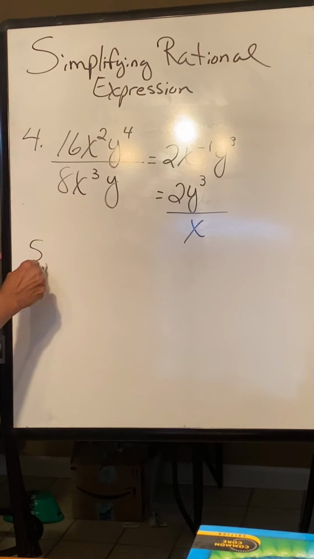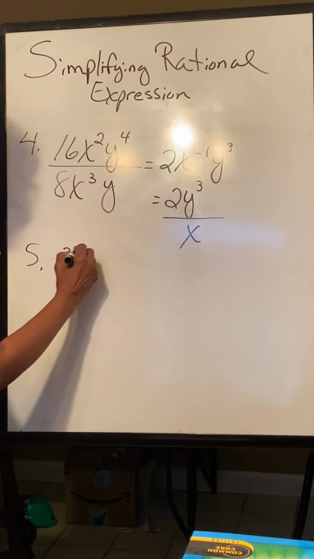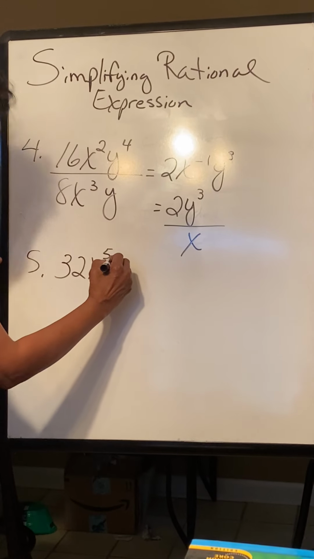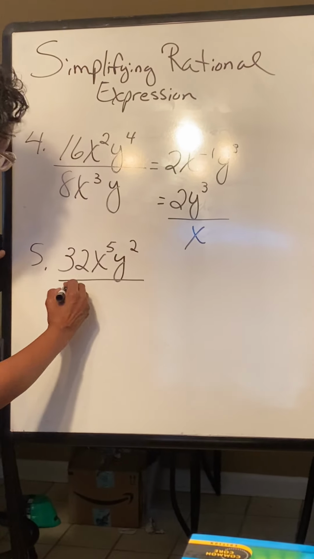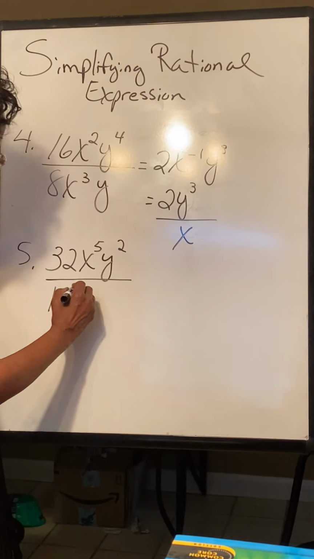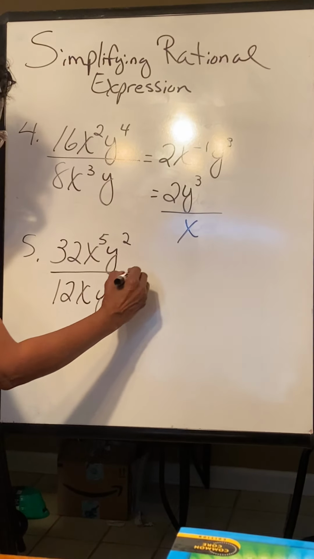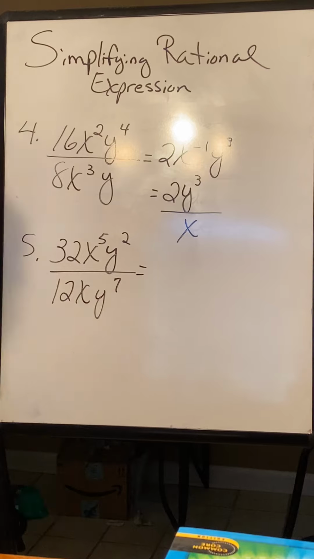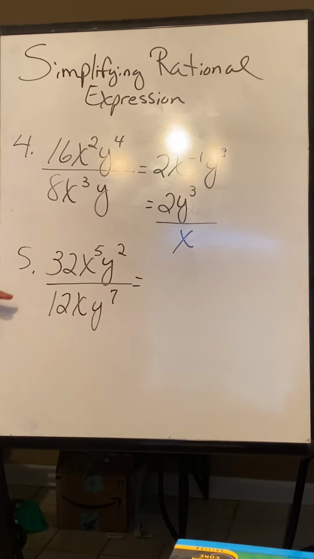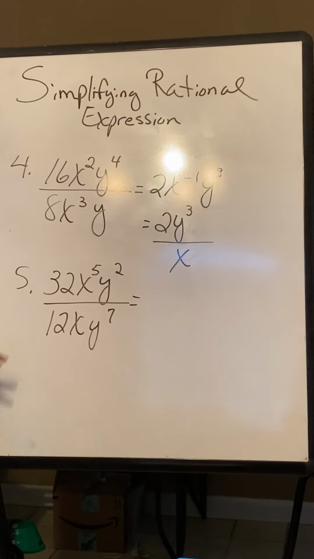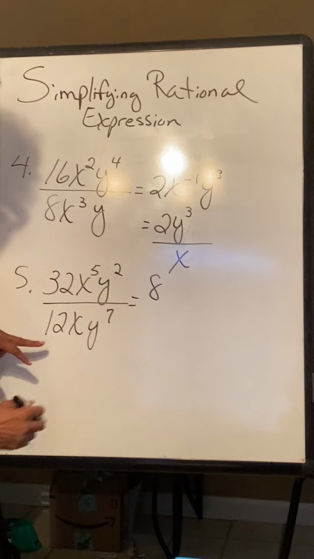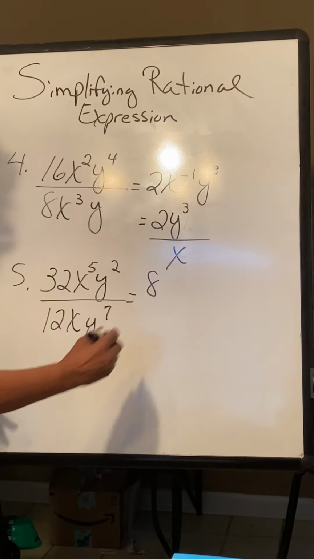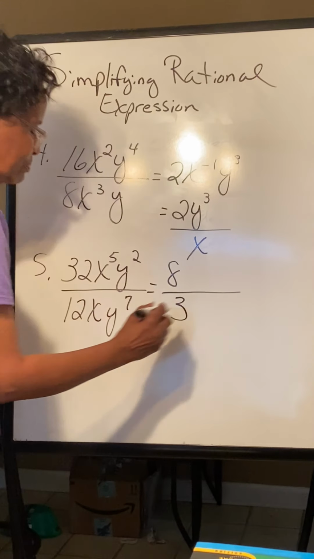Example 5. If I had 32x to the 5th y to the 2nd, and I want to divide that by 12xy to the 7th power. 32 and 12 have a GCF of 4, so I'll take 32 divided by 4, I get 8. I'll take 12 divided by 4, I'll get 3.